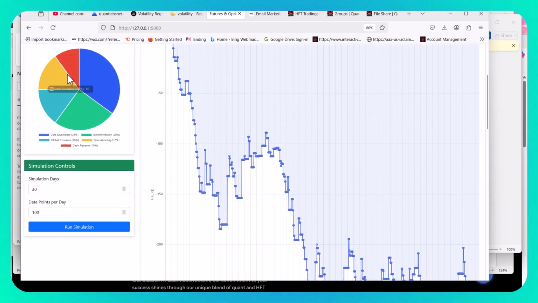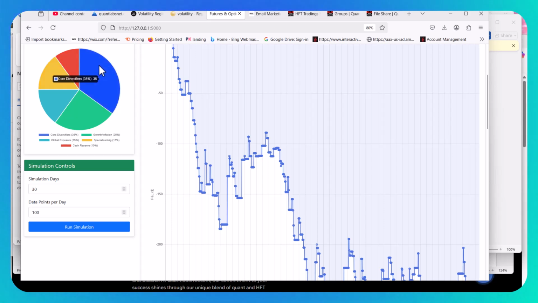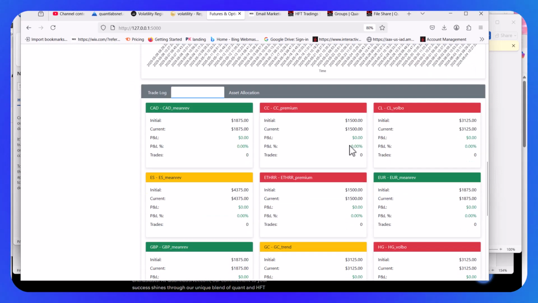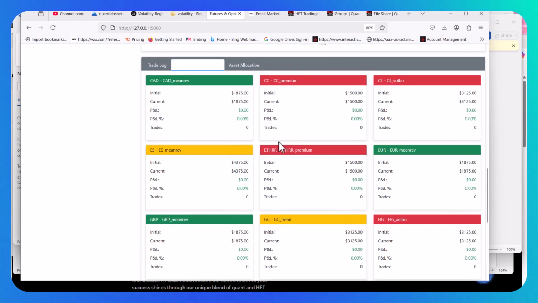And in here, you'll find that we've got different types of instruments that we're purchasing for futures and options. We've got agriculture, we've got cash reserve, we've got what they call, I guess, core diversifiers, growth, and global exposure. But this is the cool part. So this is our 30-day analysis.